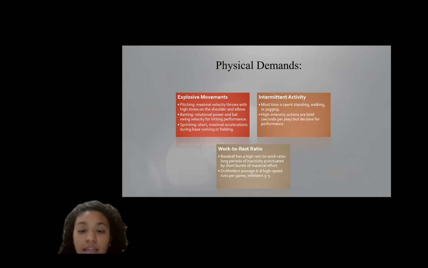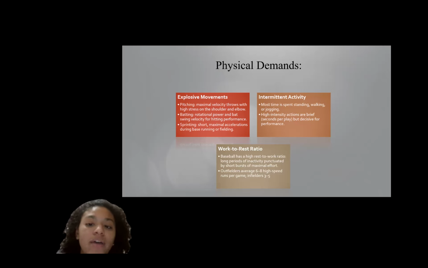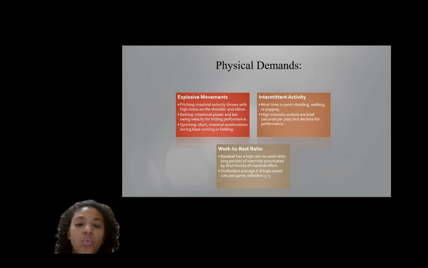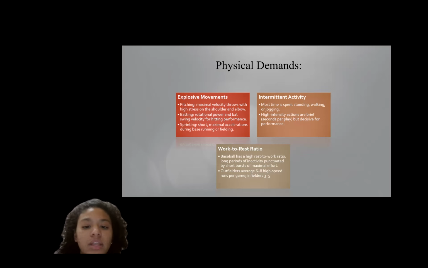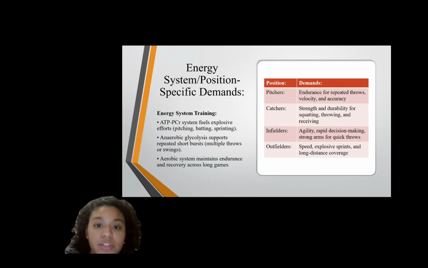Then we have intermittent activity. Most time is spent standing, walking, or even jogging. Then we have high intensity actions, which are brief, seconds per play, but decisive for performance. And then we have the work to rest ratio. Baseball has a high rest to work ratio, long periods of inactivity punctuated by short bursts of maximum efforts. Outfielders average 6 to 8 high speed runs per game, while infielders have 3 to 5 high speed runs per game.